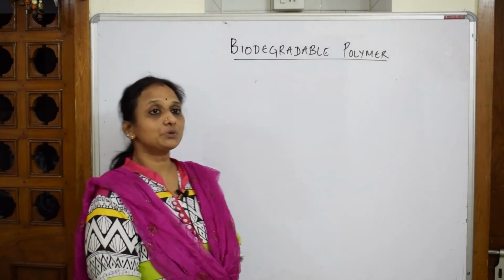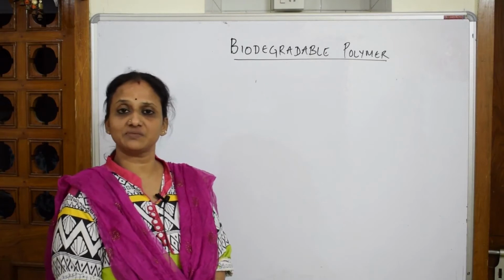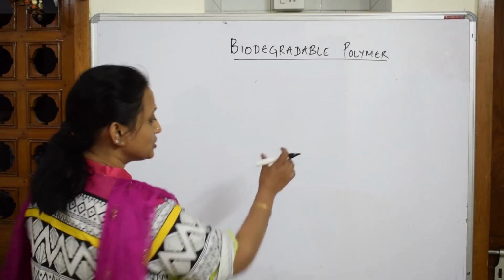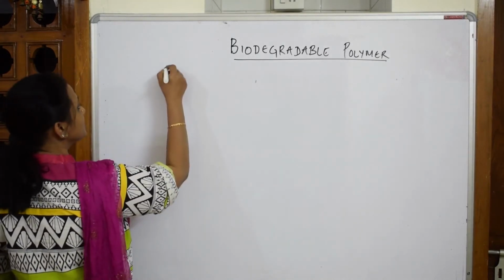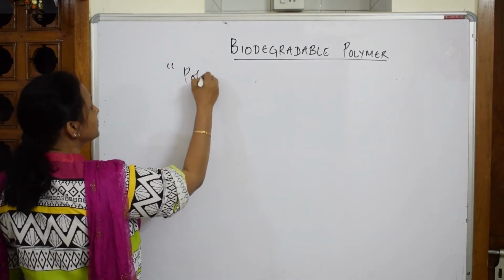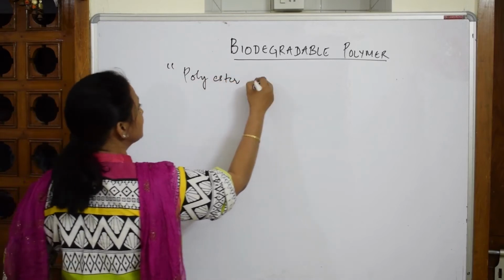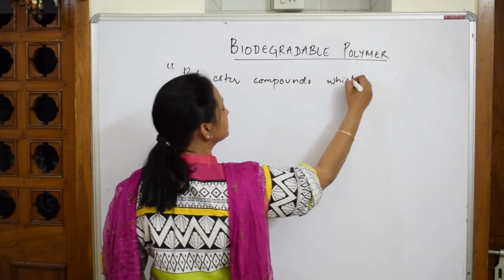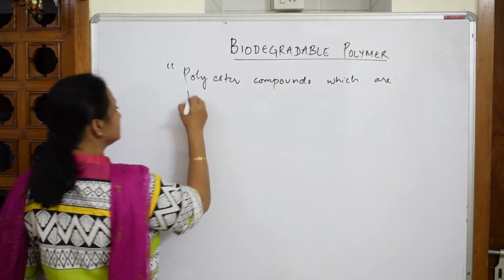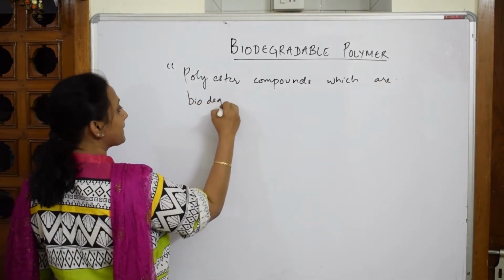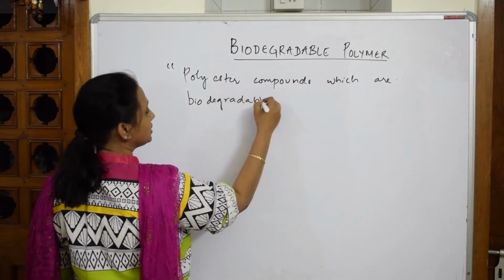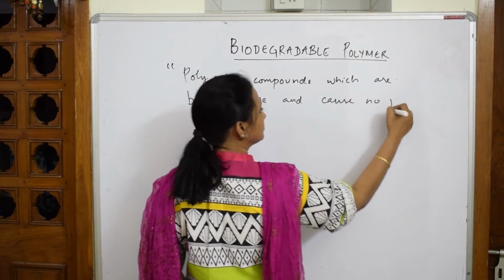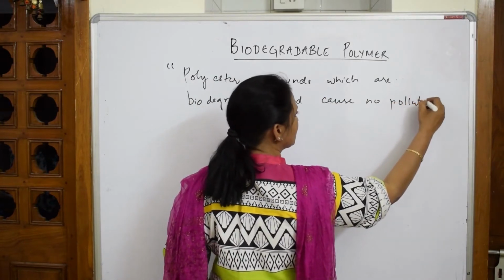So whenever I speak about biodegradable polymers, the first important thing I have to write is it is a polyester compound. Done? Because you get an ester bond in between. So the biodegradable polymers are polyester compounds which are biodegradable and cause no pollution. So that's why we call it a biodegradable polymer.